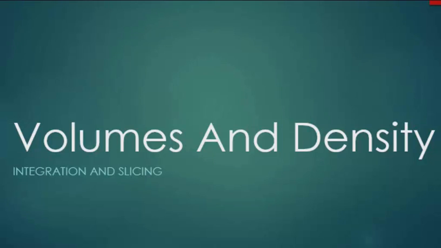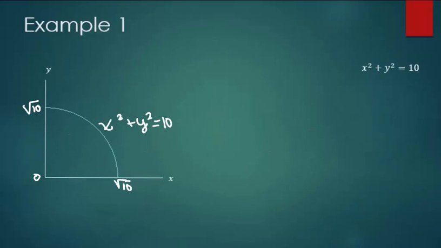Hi! In this video, we will be using the definite integral and the method of slicing to calculate volumes and density. So here we go. To start, before we get into volumes and density, we'll use the definite integral to calculate the area of this quarter of a circle.